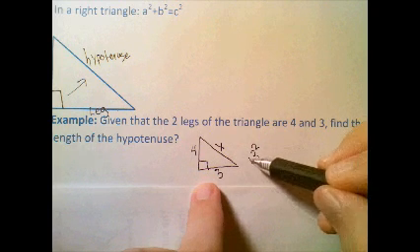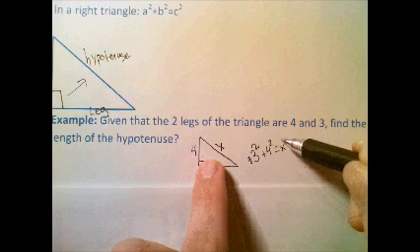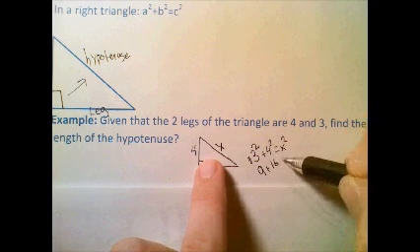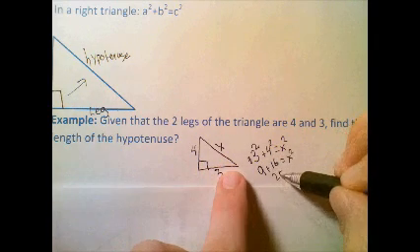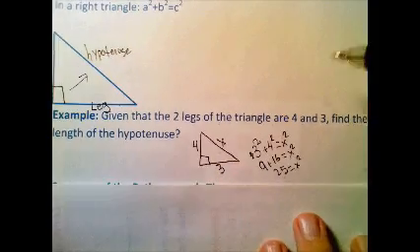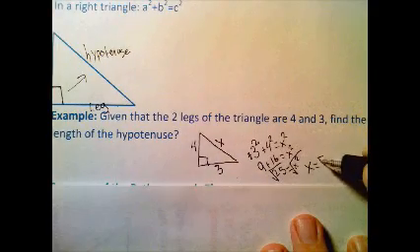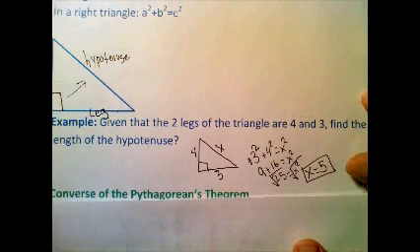Okay, so 3 squared plus 4 squared equals x squared. 3 squared is 9, 4 squared is 16, I don't know what x is. Then we have 25 equals x squared, and then remember, to get rid of a square, you take the square root. So therefore x is equal to 5. Okay? Now, let's talk about the converse.